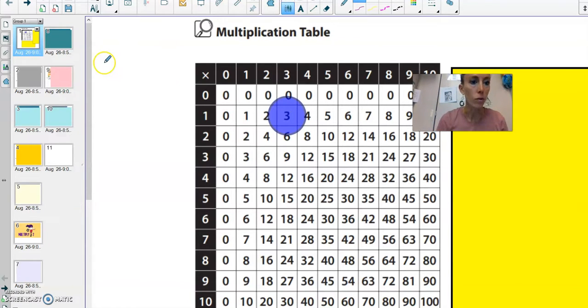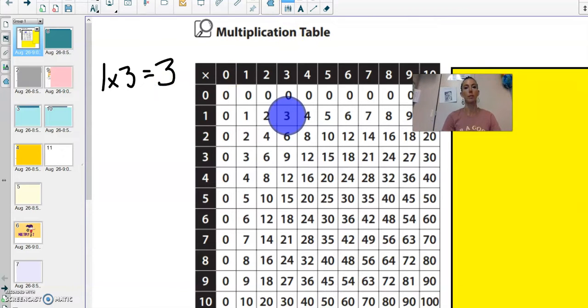So I'm going to go ahead and write that. That's the one we just did. 1 times 3 gives us our product of 3. Okay? And we could find that easily on the multiplication table. Let's find another one. How about 3 times 1? Where is that product on the multiplication table?